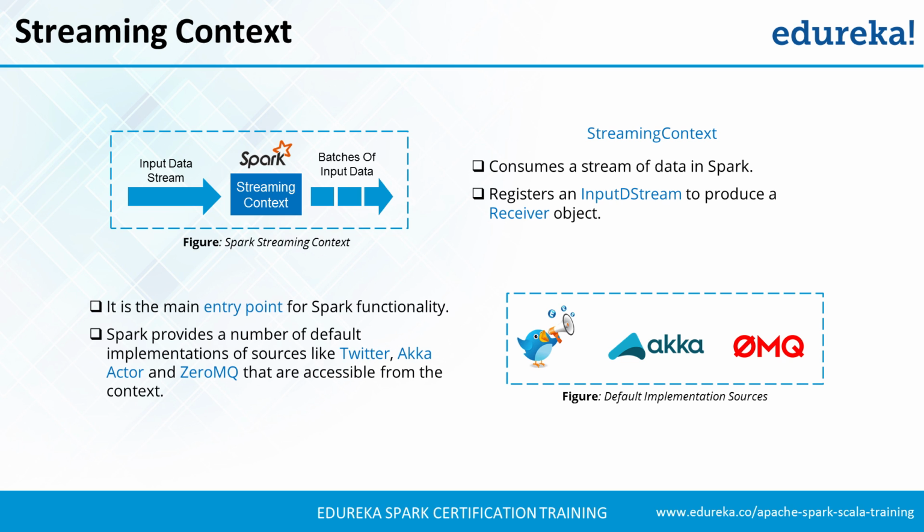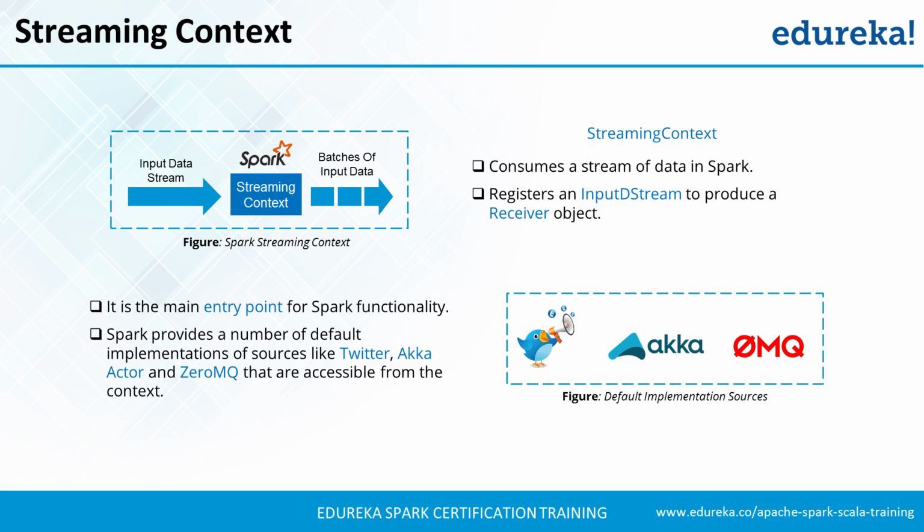What is that? When you're passing your input data stream, when you are working on the Spark streaming engine, you have to use your streaming context here. It's using streaming context only that you are going to get the batches of your input data. Streaming context is going to consume a stream of data in Apache Spark. It registers an input DStream to produce a receiver object. It is the main entry point, as we discussed: like Spark context is the main entry point for the Spark application, similarly, your streaming context is an entry point for your Spark streaming.